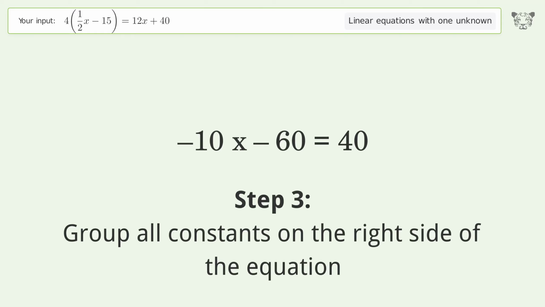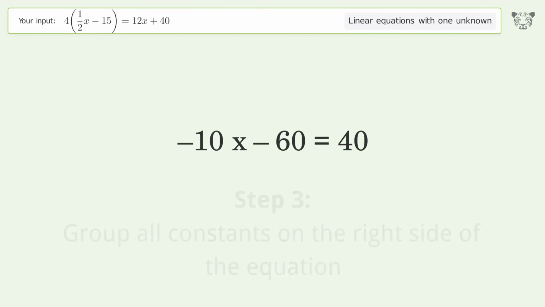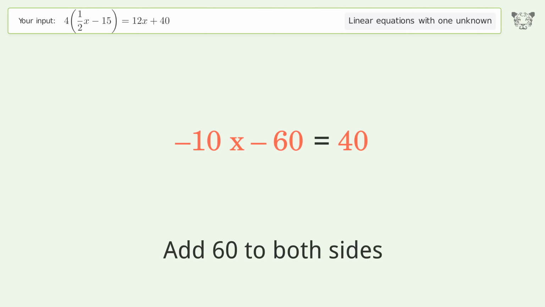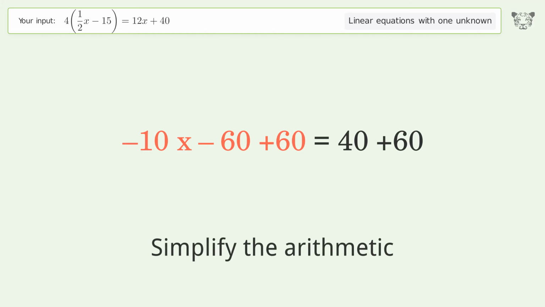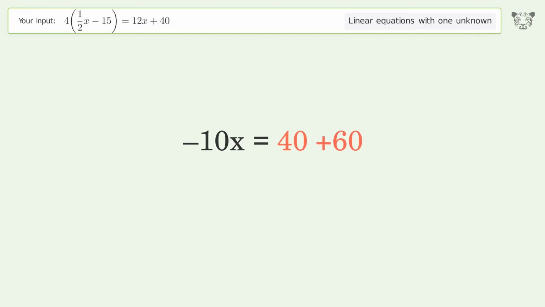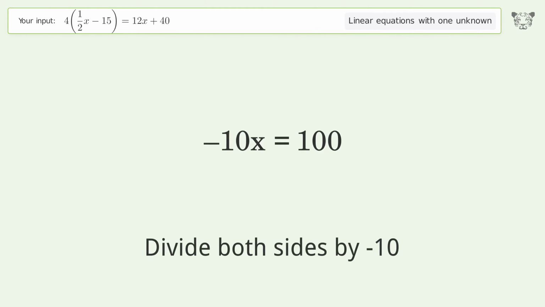Group all constants on the right side of the equation. Add 60 to both sides. Simplify the arithmetic. Isolate the x. Divide both sides by -10.